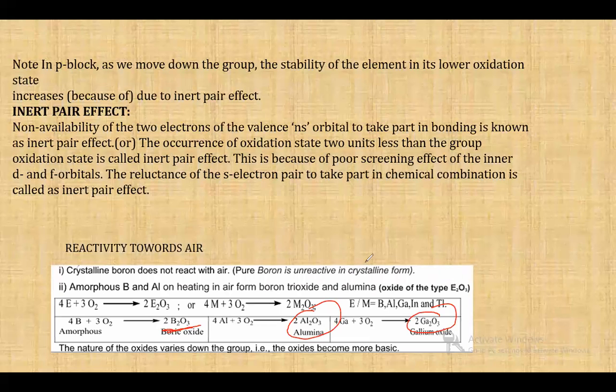Then the nature of the oxides varies down the group. We discussed the properties of the oxides in the earlier class, how the acidic, basic and amphoteric nature varies, and whether the basic nature increases or decreases down the group.